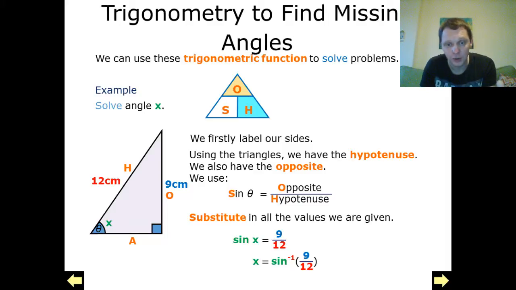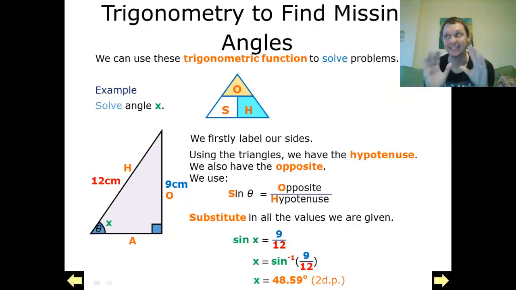So to type this into a calculator, I'm going to just type in shift sine, which is going to give me the sine to -1. And then inside the brackets, I'm going to put 9 over 12, or 9 divided by 12, and then close my brackets. And that's going to give me 48.95 to 2 decimal places on the calculator. But we need to remember that this is the angle that we're working out, in which case this is going to be in degrees, as long as we've got our calculator set to degrees.